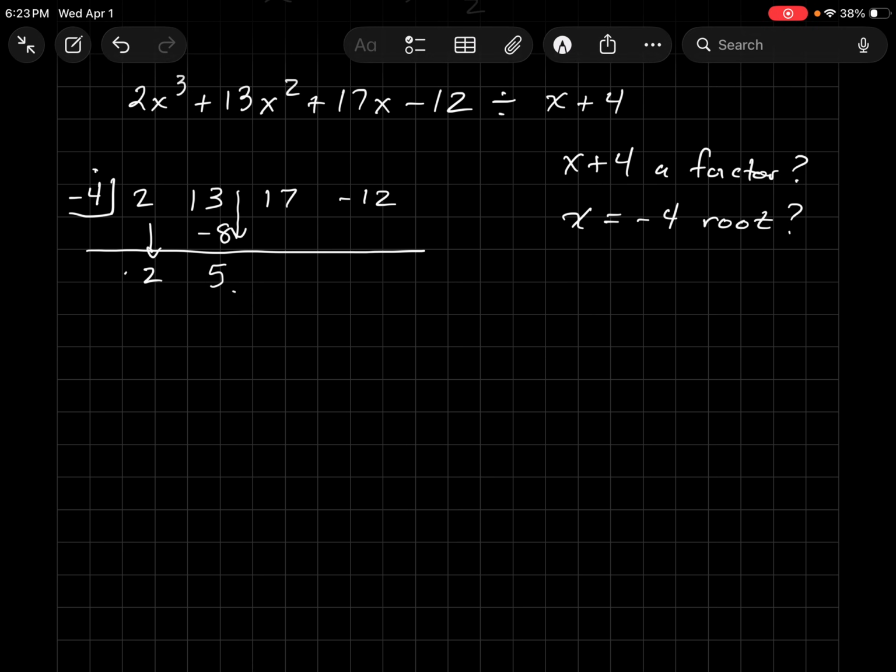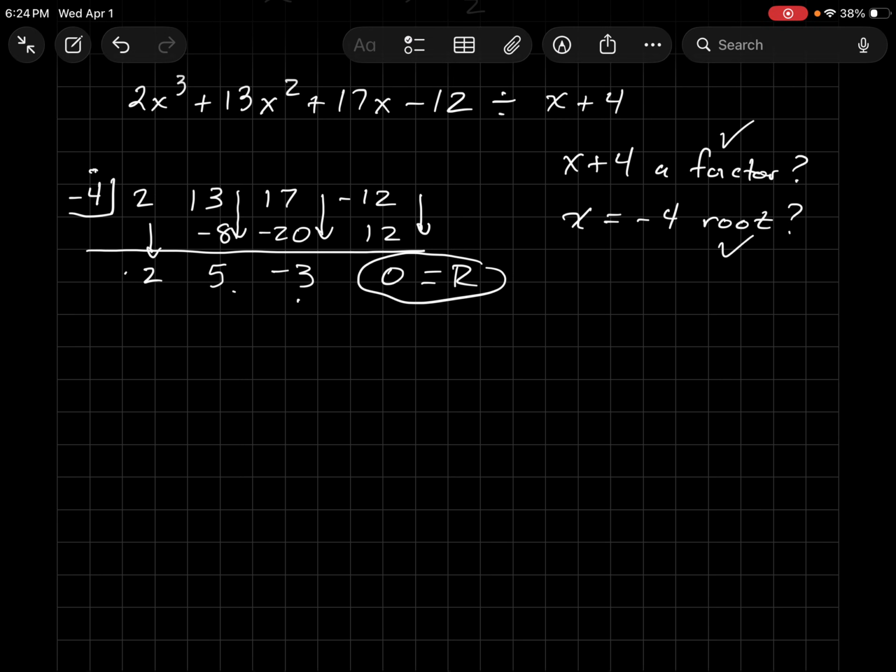Negative 4 times 5, we'll multiply, place it, and then we'll add. One more time, negative 4 times this number times negative 3 gives us 12, place it, and add. And we get the remainder there is 0. So x plus 4 is indeed a factor. X equals negative 4 is a root.